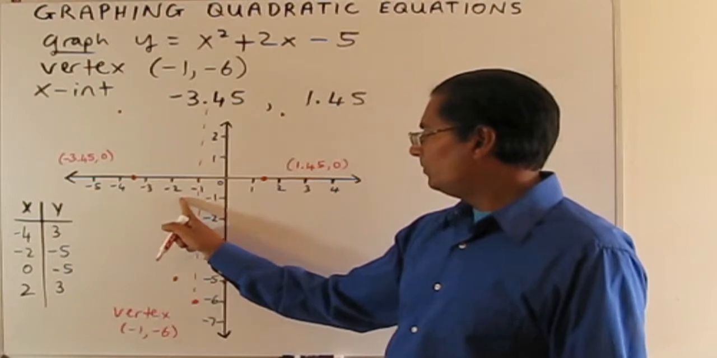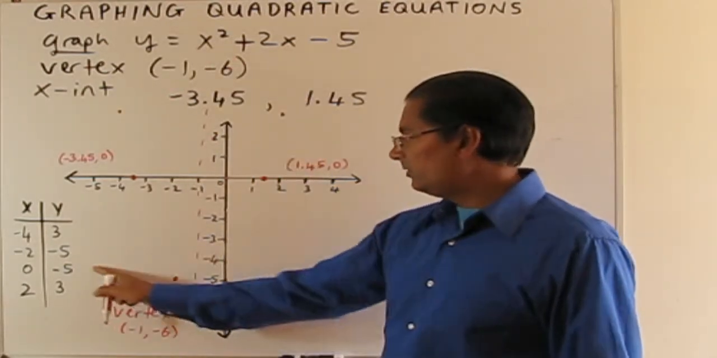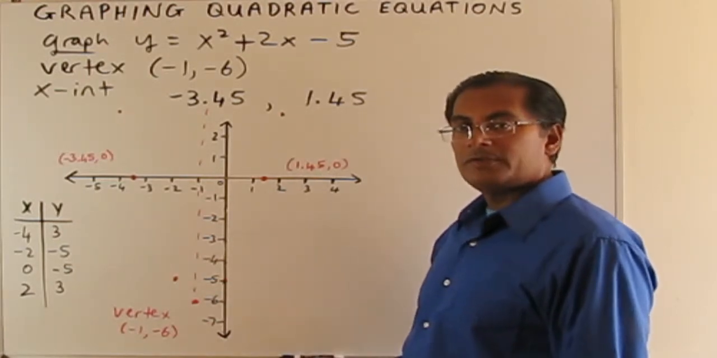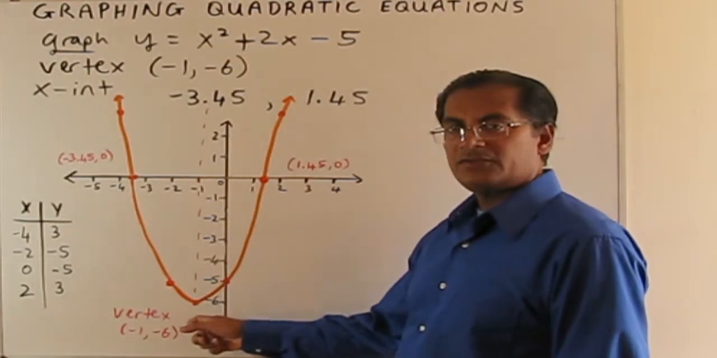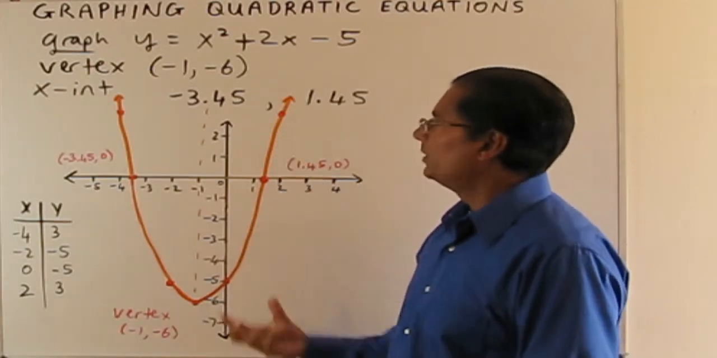And then negative 2 gives me negative 5 if I plug it into my equation, and 0 gives me also negative 5 because of symmetry here. So let's join up the dots. Here we have a rough sketch of our parabola: the vertex, negative 1, negative 6, the x-intercepts, some more points, and it opens upwards.